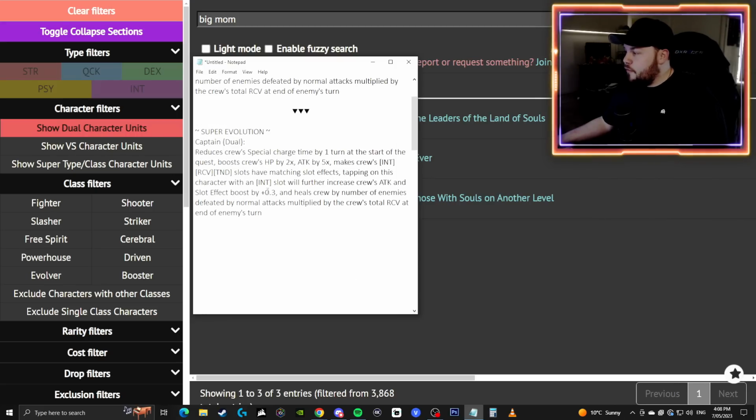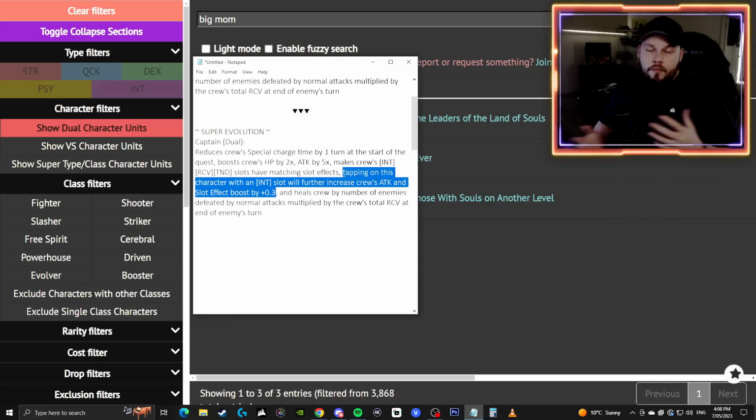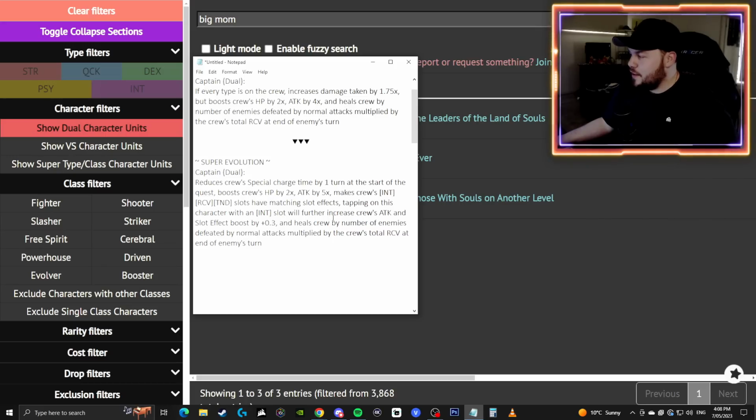I would love if this mechanic where you tap on with an int slot to get a further boost to your attack and orb boost would be like a crewmate ability for the character. That would go over the top, honestly, but I would love to see that kind of mechanic for this character.